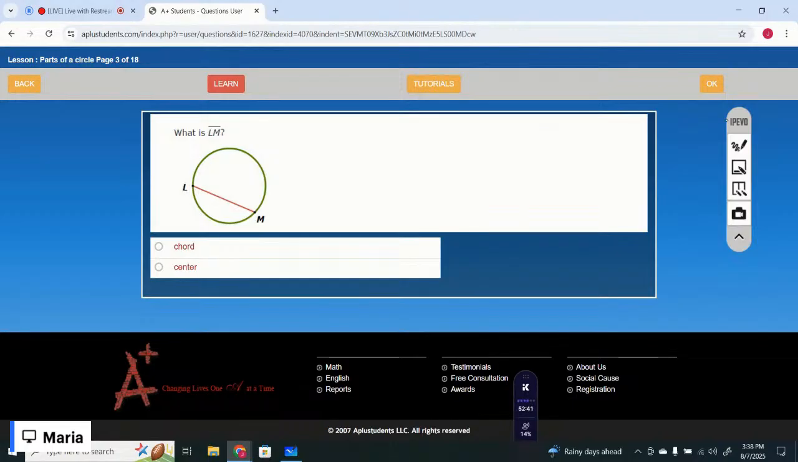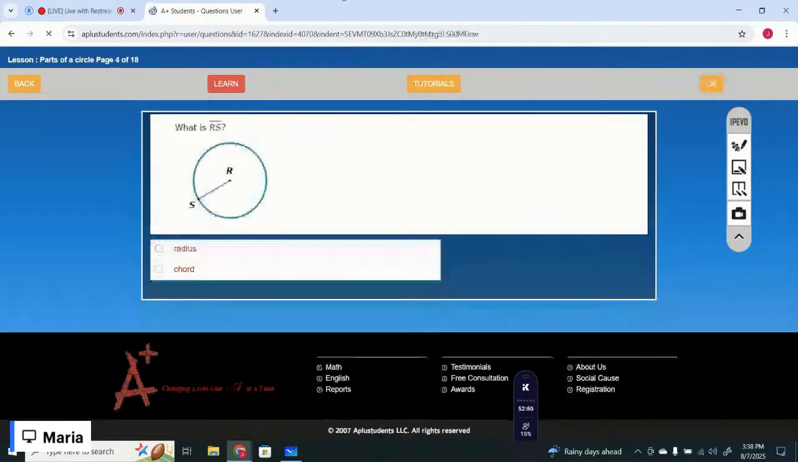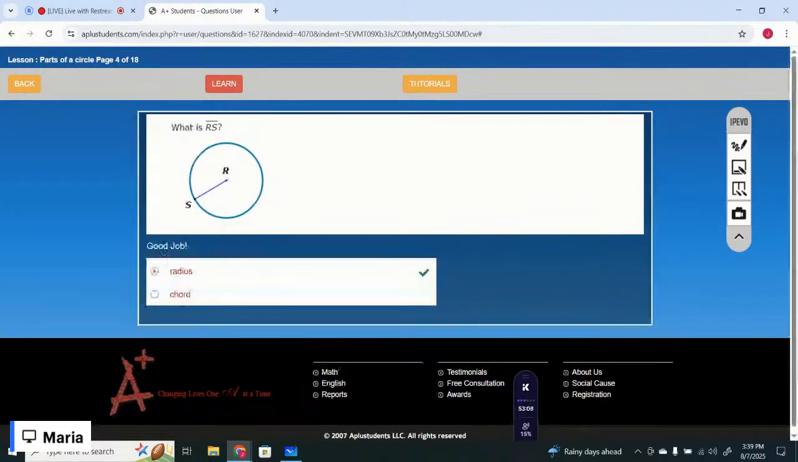What is LM? LM is a chord of the circle. The correct option is chord. What is RS? RS is the radius. Option number one is the correct option.